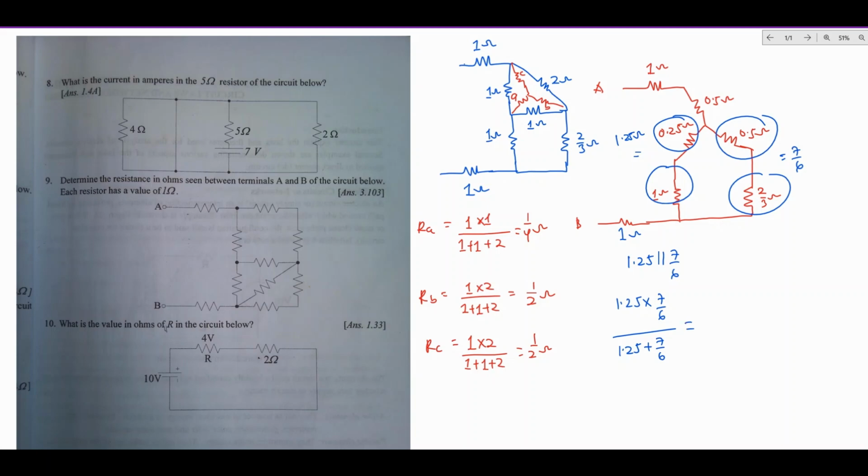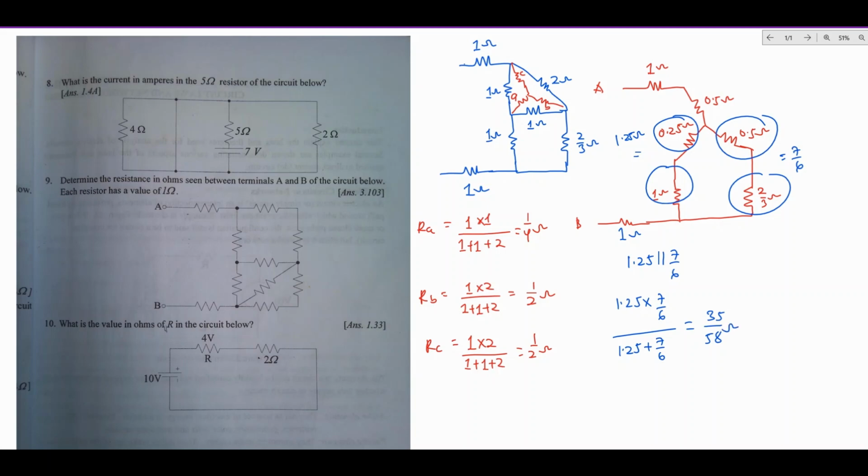So now let's simplify that and see. So you have 1.25 times 7 on 6, divided by 1.25 plus 7 on 6. So let's see what you're going to get. You're going to get a value of 35 on 58 ohms. That's what you have.